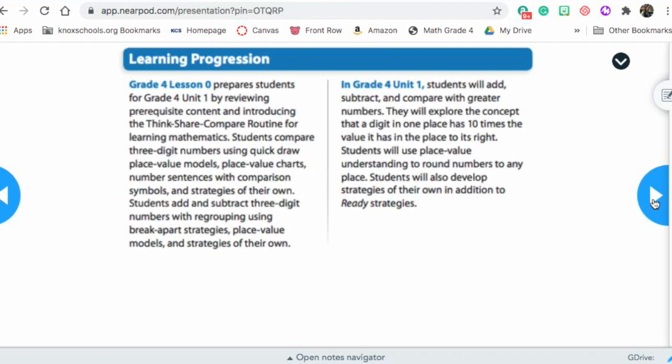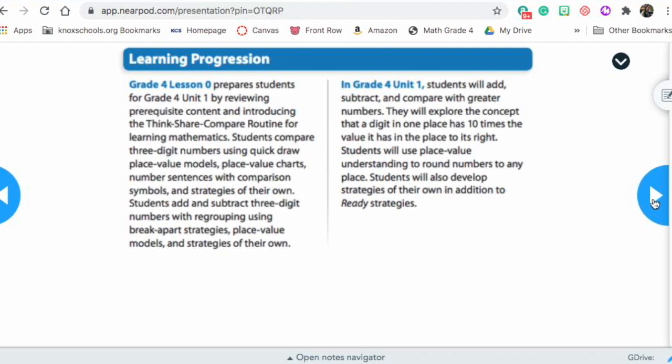Lesson 0 prepares students for grade 4, unit 1 by reviewing prerequisite content and introducing the think, share, compare routine for learning mathematics. Students compare 3-digit numbers using a quick draw place value model, place value charts, number sentences with comparison symbols, and strategies of their own. Students add and subtract 3-digit numbers with regrouping using break-apart strategies, place value models, and strategies of their own.